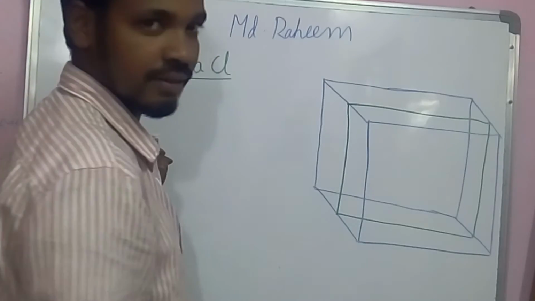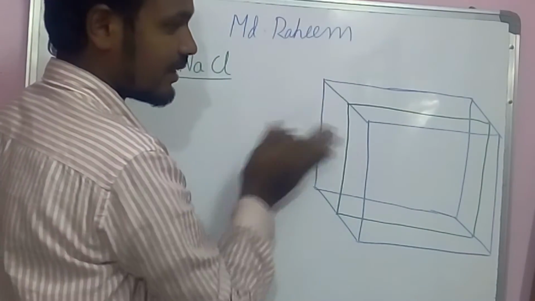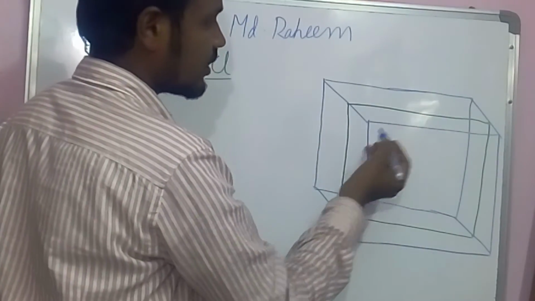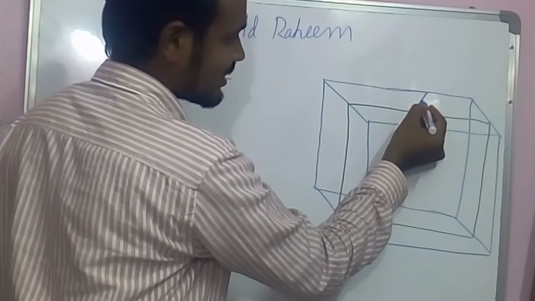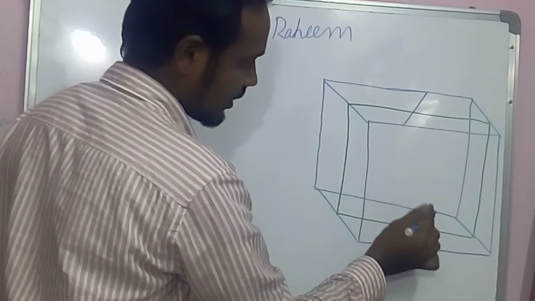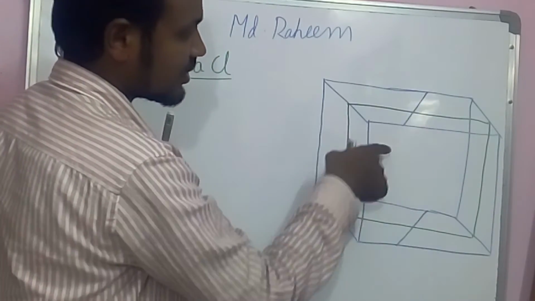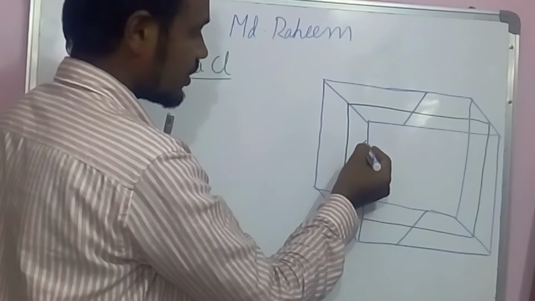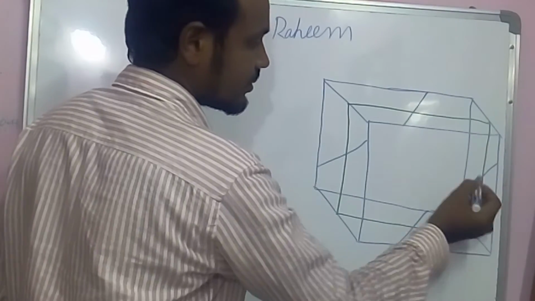Exactly the center, right? Now I have taken a box and I cut the center. So what you have to do to draw the NaCl structure in a simple way: draw one cross line here, and exactly on the downside you have to draw one more cross line, right? I will draw another cross line on the left side, and on the right side also one cross line.